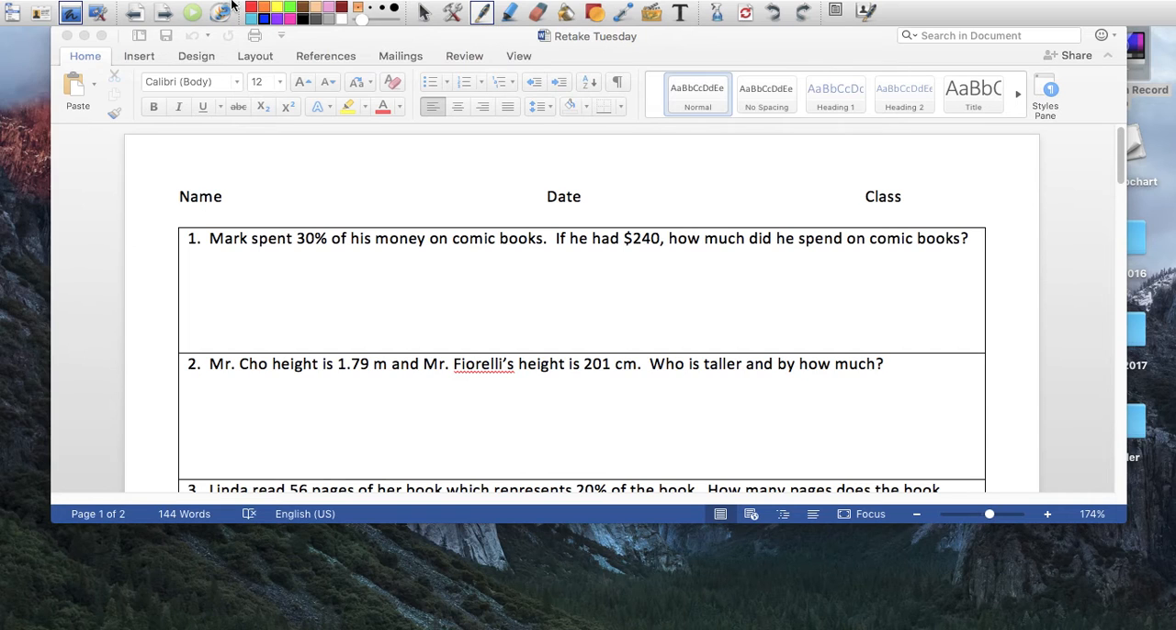Mark spent 30% of his money on comic books. I would much prefer if you guys use a percent proportion. He had $240. How much did he spend on comic books? Well, 100 always goes there. Percent goes here. This is part. That's total. So 30%, that obviously goes here. He had 240. You have to decide whether that's part of the money he had or all the money that he had. So this is definitely all the money that he had.